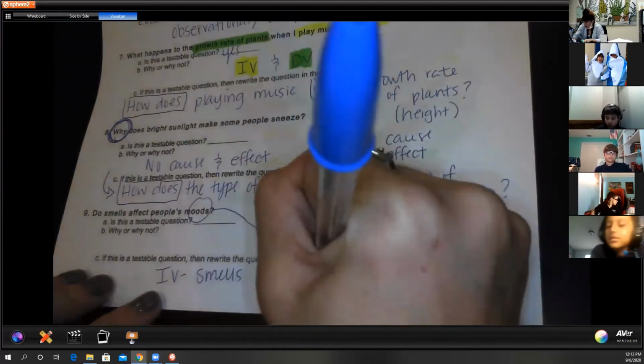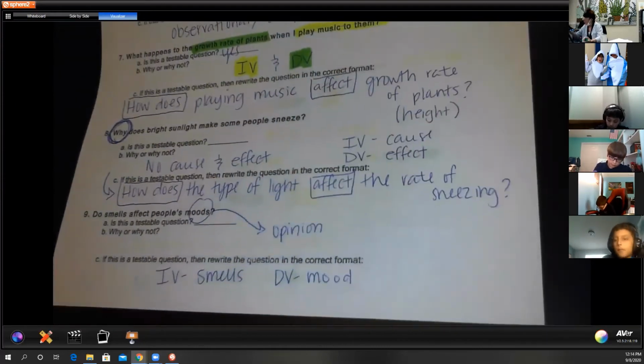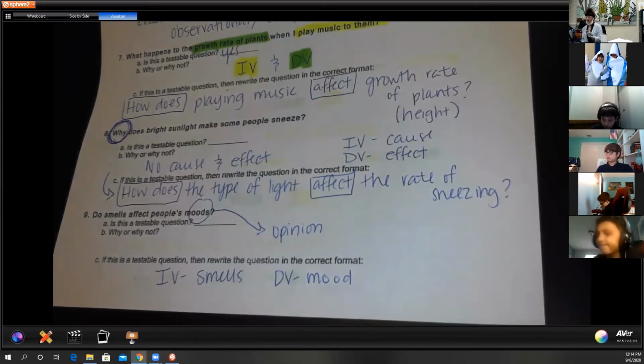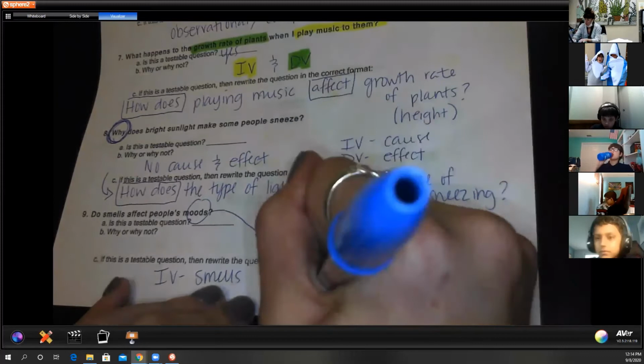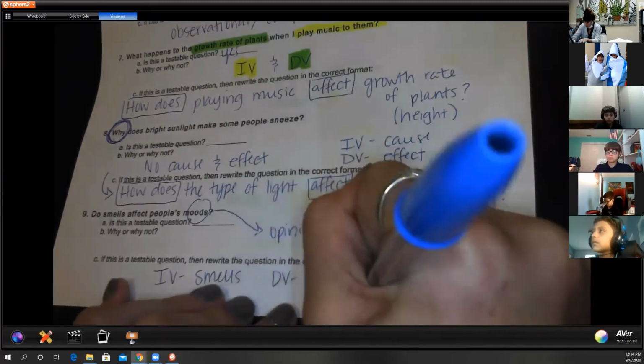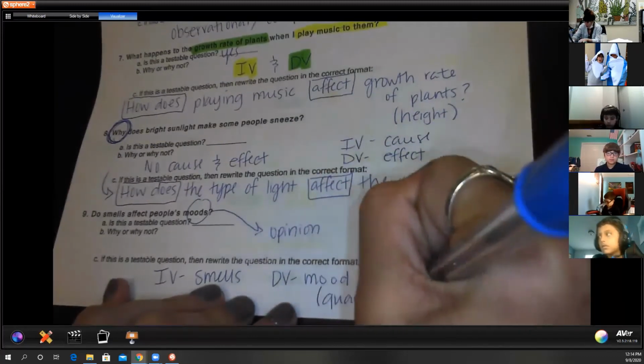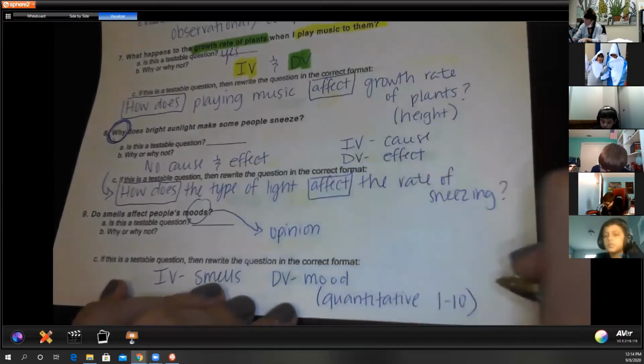Okay, so let me explain how this could possibly be testable. How many of you have ever been to a doctor's office and they ask you to rate your pain on a scale of 1 to 10, and the 1 has a happy face and the 10 has a really sad face? That actually gives us a quantitative observation. If we decided to rate mood quantitatively, meaning on a scale from 1 to 10, we could do this.